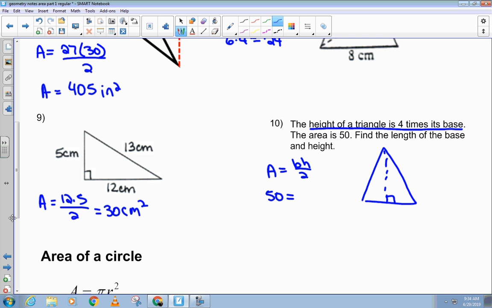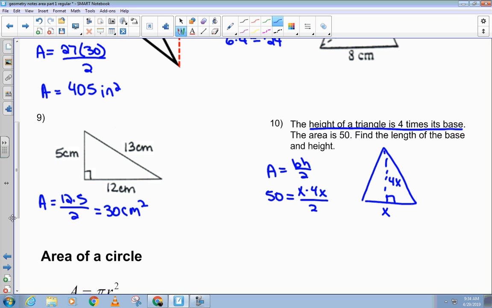What's the base? You know, x. And so then that means the height is 4 times that. So how would you represent that? 4x. Okay? So I go and plug in: my base is x, my height is 4x, divided by 2. All right, so what should I do here? How should I solve that? Can I get rid of the fraction?